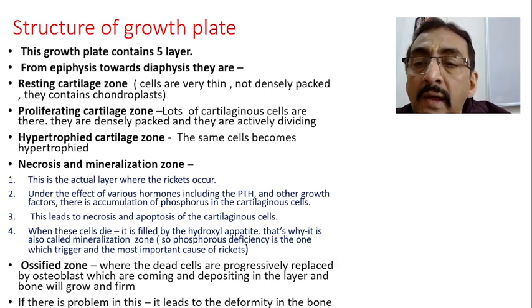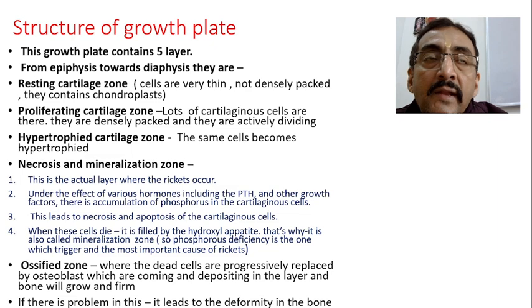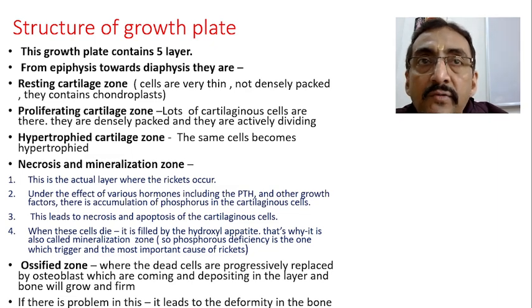Now suppose this necrosis does not occur, that itself is one of the causes of rickets. What I mean to say is, if these cells are going to die, then that space will be filled by phosphorus and other minerals like calcium, and that leads to the formation of ossification. But when this is not happening, that itself is a cause. Therefore, phosphorus deficiency is also a primary cause of rickets.